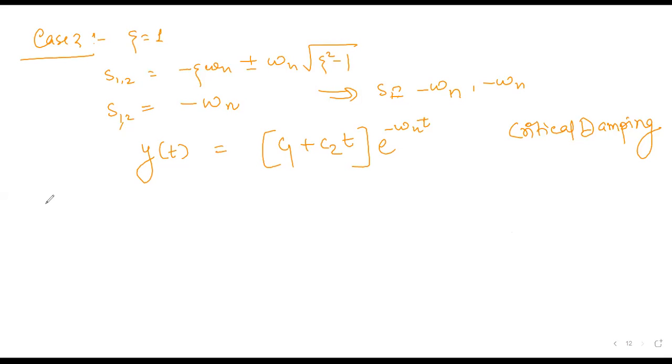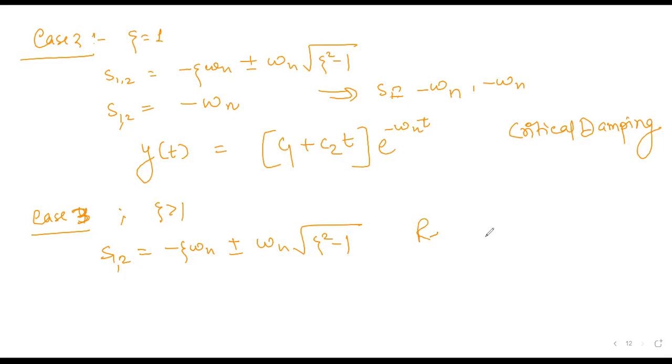Now case 3 is when zeta is greater than 1. So here this is nothing but minus zeta omega n plus minus omega n square root of zeta square minus 1, right? Since these are real and distinct poles, because zeta is greater than 1, you will have a real value only. So you can say minus alpha plus minus omega d. So here you have minus alpha minus omega d and minus alpha plus omega d.